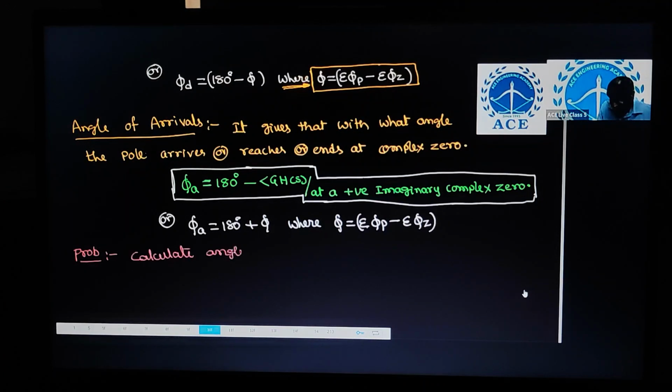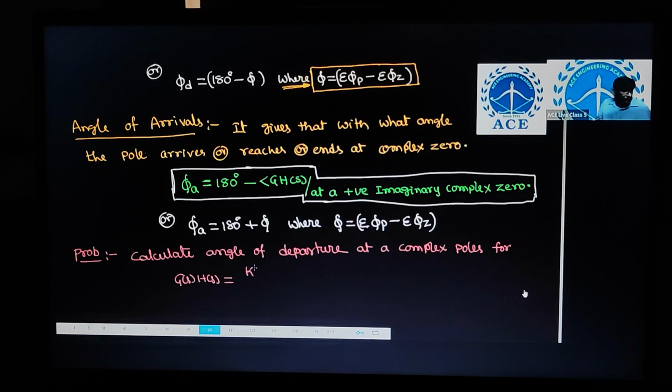Calculate angle of departure at a complex pole for G of S, H of S equal to K into (S plus 2)(S plus 4) divided by S square plus 2S plus 2.